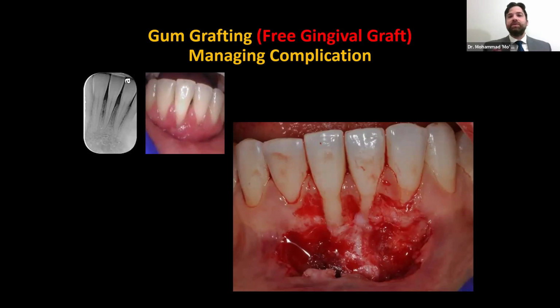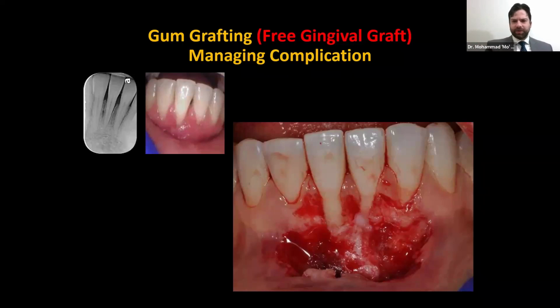In terms of wound healing, it will be an open wound healing, healing by secondary intention, just to make it simple. And that would be a difference, not all the difference, but that will be a difference if we were to compare the free gingival graft from the next one, which will be the connective tissue graft.